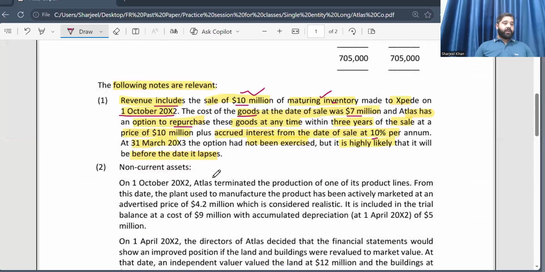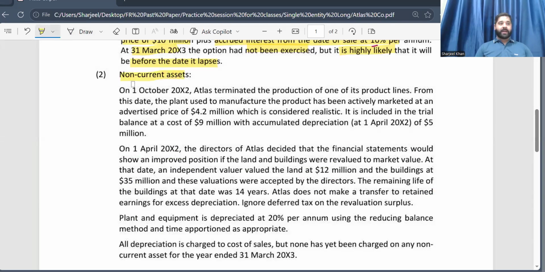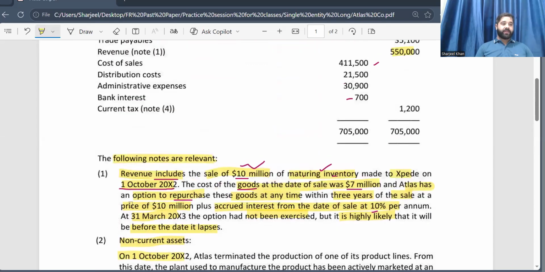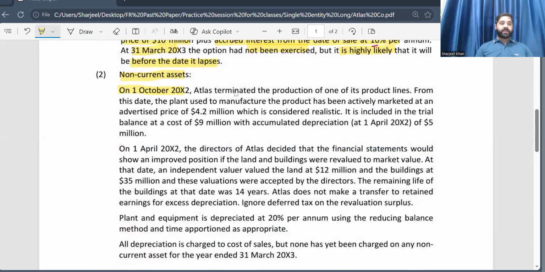Okay. Now note number 2. There are non-current assets. On 1st October 2082, the same date, after the 6 months of year start, Atlas terminated the production of one of its product lines. From this date, the plant used to manufacture the product has been actively marketed at an advertised price of $4.2 million, which is considered realistic.